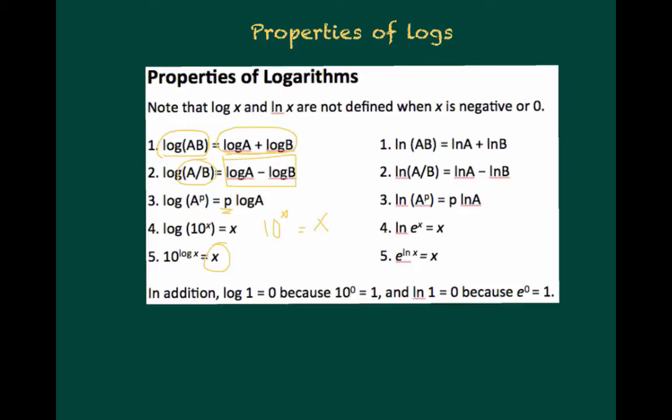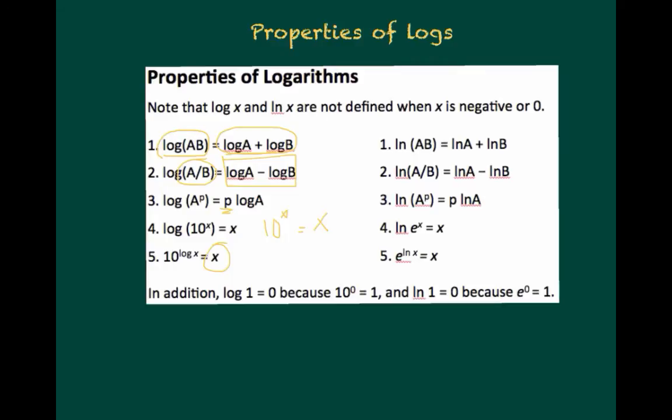All right, over on the right-hand column, it's the same properties, but they write it relative to e and the natural log. Make sure you're very, very comfortable with both sides of this chart, and certainly all 5 of the properties are important.